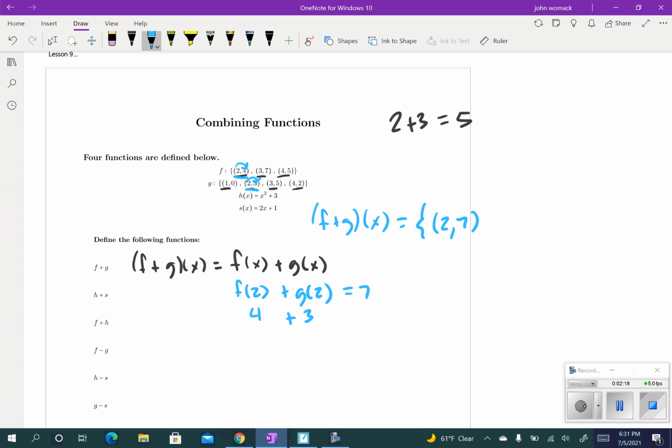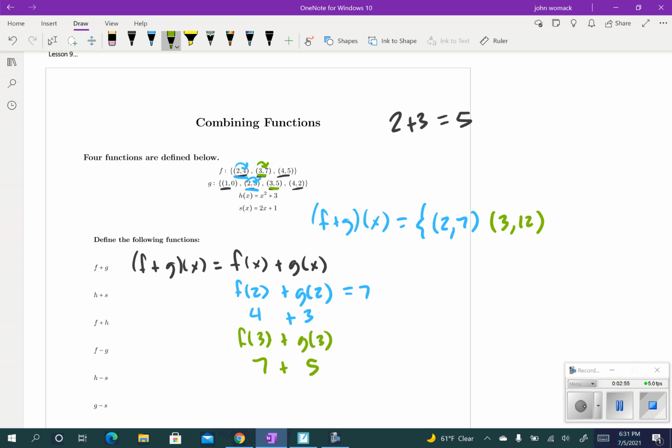Okay, let's pick another place where they have the same domain. So let's do f of 3 plus g of 3. If you look up here at f of 3, they're right here and right here. If I plug 3 into f, I get 7 back out. I plug 3 into g, I get 5 back out. I add them together, I get 12. So here's another coordinate. I know that if I plug 3 in, f plus g of 3, I got 12 back out.